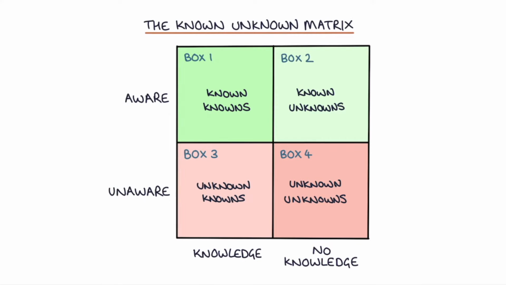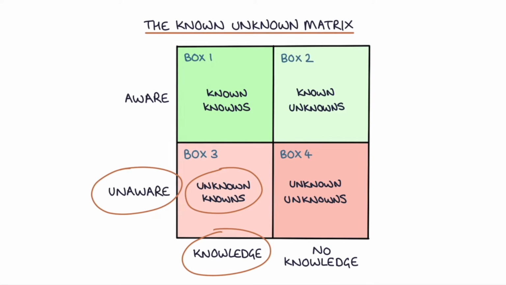Box 3 is the unknown knowns. And this is the content that you're actually quite good at, but you don't realize you're good at it. So for example, you might not realize that if a question on the anatomy of the heart came up, you'd actually have a good shot at answering that question correctly.